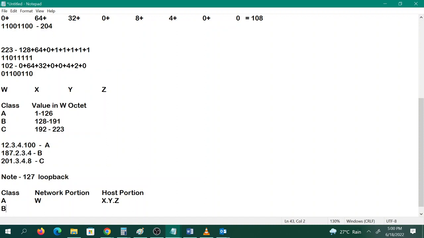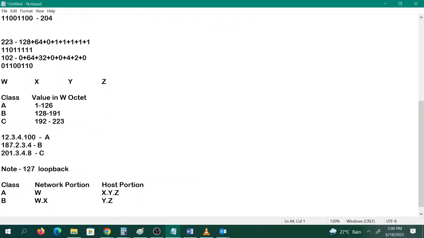Same for class B: W and X are the network portion, and Y and Z are part of the host portion. In class C, W, X and Y are the network portion, and Z is the host portion.